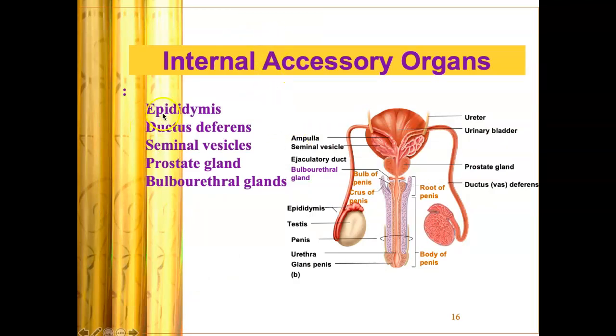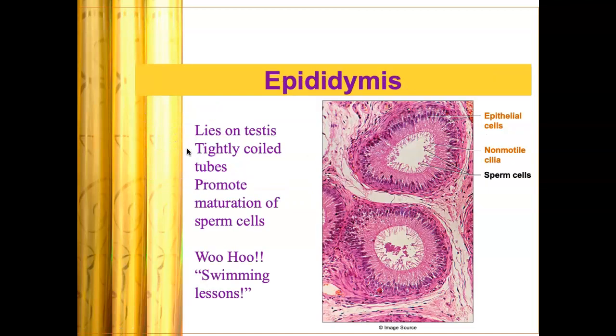Internally, these are the organs that you need to know. And we'll look at each one of those separately. The epididymis, the ductus deferens. So look at that, the word duct. A duct is a tube, so that's our ductus deferens. The seminal vesicles, the prostate, and the bulbourethral gland.